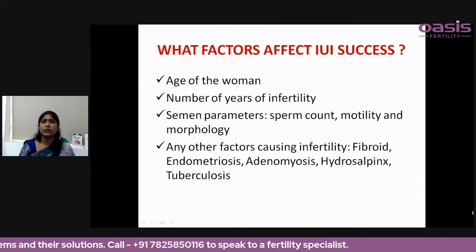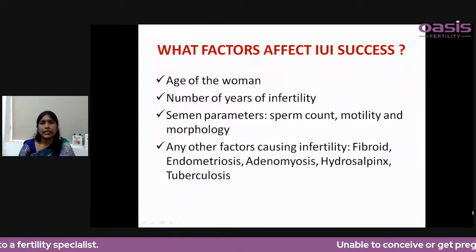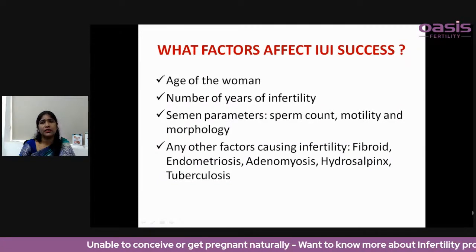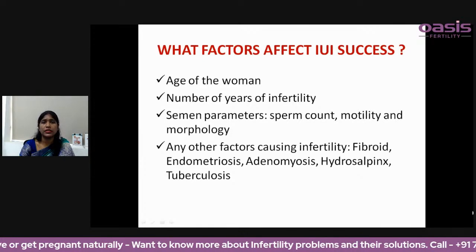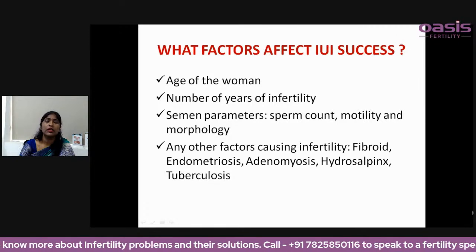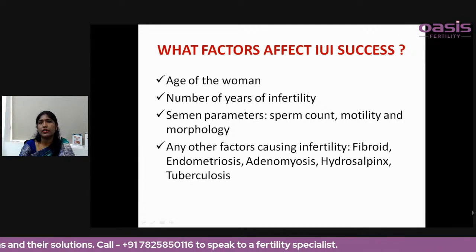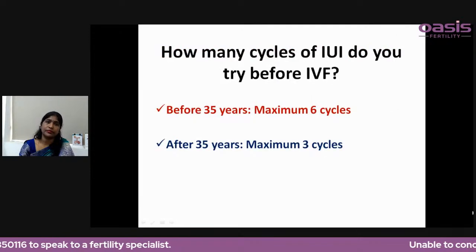If the sperm count or motility is very low, for example, if somebody has a sperm count of around 5 million per ml and very low motility, then the chances of success are again reduced. And if a woman has other factors which are causing infertility, for example, a fibroid in her uterus, or pelvic endometriosis of grade 3 or grade 4, or hydrosalpinx or any other health conditions hampering her fertility, then IUI success also can get affected.